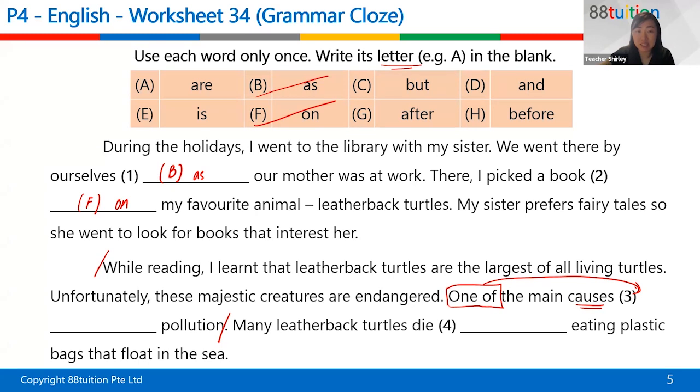Because it's one of, it is one of it. This is a very close one. So basically that's that. Because it's an entire noun phrase, one of the main causes. So one of is.